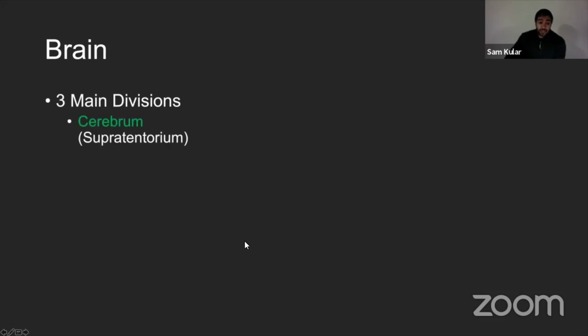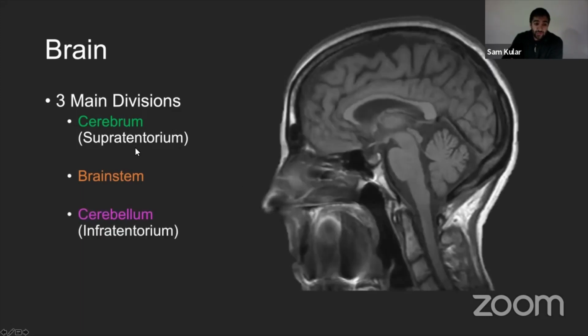And then the brain, as probably most of us know, has 3 main compartments, starting with a cerebrum, or alternatively known as a supratentorium, a brainstem, and a cerebellum, also otherwise known as an infratentorium. So these are subdivided into their respective sections.